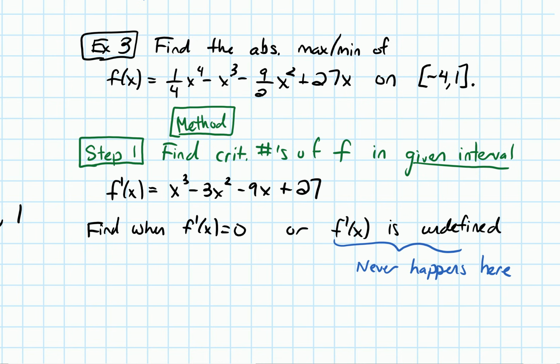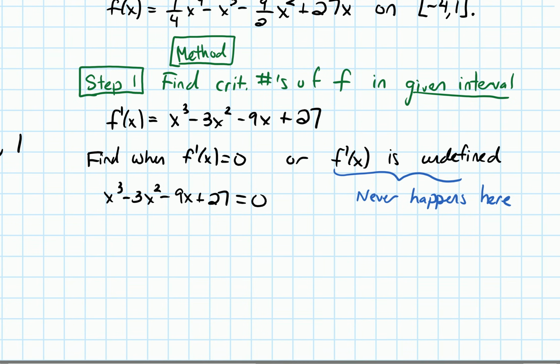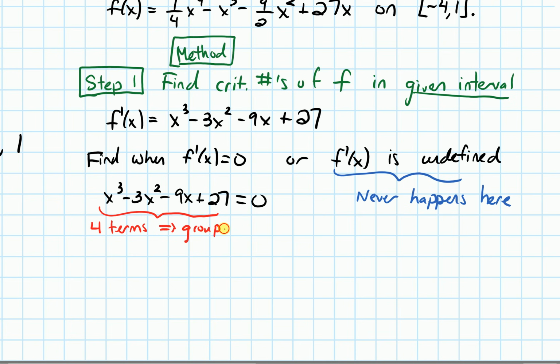Okay, so let's set our derivative equal to 0 now. All right, so doing that, we get x cubed minus 3x squared minus 9x plus 27, and we're going to set that equal to 0. So this is now an algebra problem. There are 4 terms here. And a common technique to try to factor stuff with 4 terms is to try grouping. Grouping is a good strategy, sometimes, to deal with stuff with 4 or more terms.